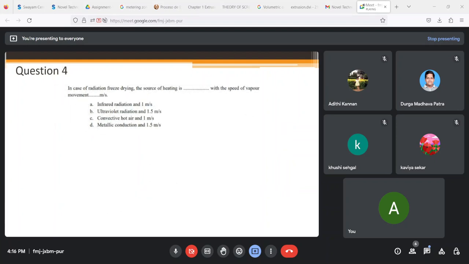So moving on to question 4. In case of radiation freeze drying, the source of heating is dash with the speed of vapor movement as dash meter per second. So this is another mode of freeze drying instead of just conduction. So any clue what the answer is?